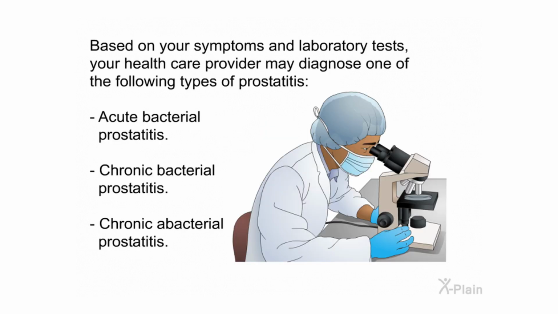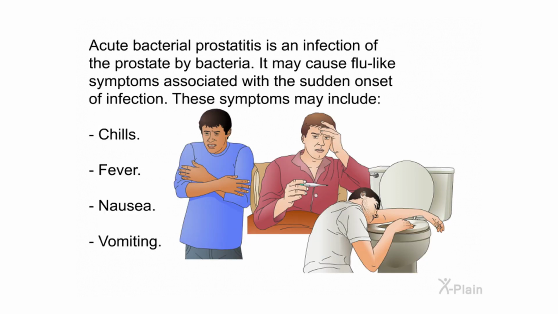Based on your symptoms and laboratory tests, your healthcare provider may diagnose one of the following types of prostatitis: acute bacterial prostatitis, chronic bacterial prostatitis, chronic abacterial prostatitis. Acute bacterial prostatitis is an infection of the prostate by bacteria. It may cause flu-like symptoms associated with the sudden onset of infection. These symptoms may include chills, fever, nausea, vomiting.